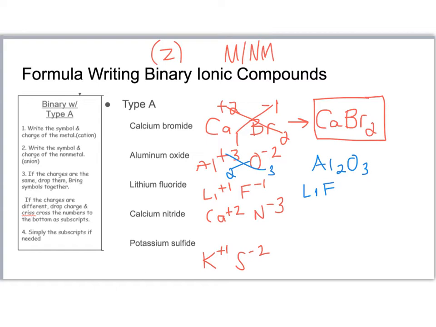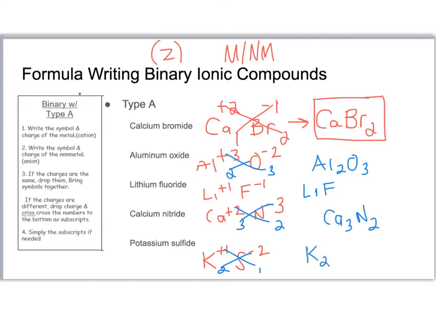For calcium nitride, the chemical formula for the calcium ion is Ca plus 2. For the nitride ion, it's N minus 3. Those two charges are not the same, so we're going to drop the charges and crisscross the numbers down to get Ca3N2. And our last example, potassium is plus 1, sulfur is minus 2. Those two charges are not the same. We're going to drop the charges and cross the numbers down.